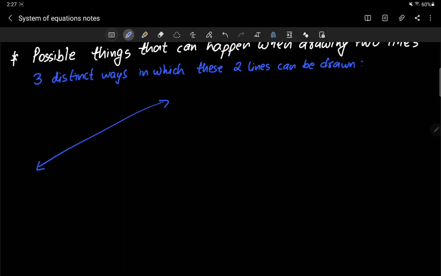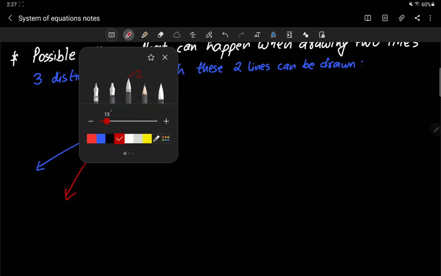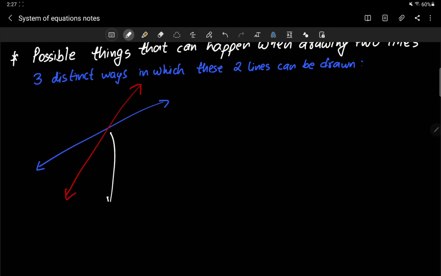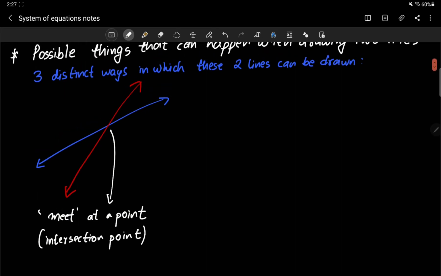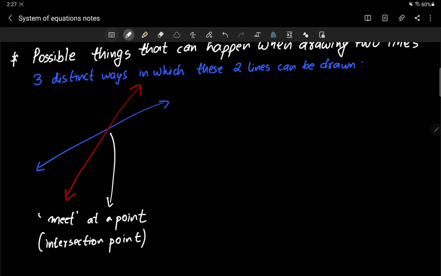One is that you draw the two lines, let's say the blue and the red line, and they meet at a point. We say they meet at a point, and this point is called the intersection point, which is exactly what you would think of when you think of the word intersection. Like on the road, an intersection is where two roads meet. So if two lines meet, that's the intersection point.